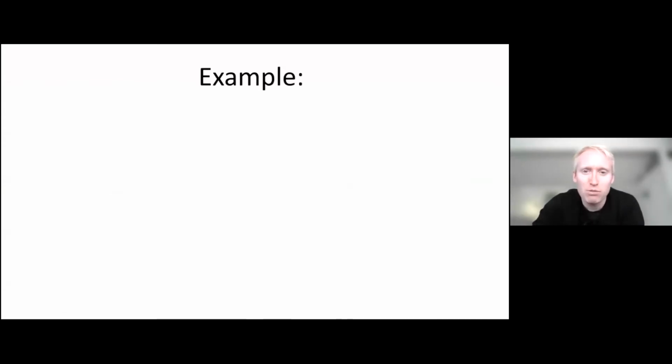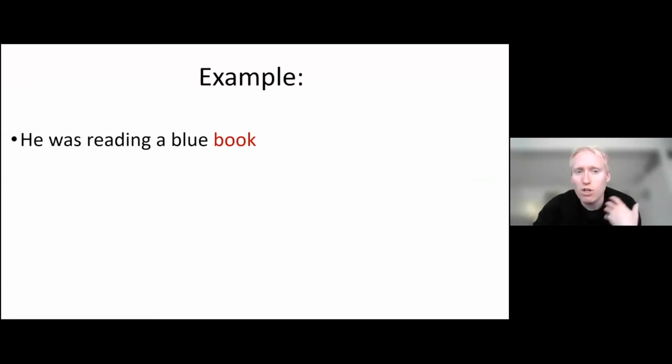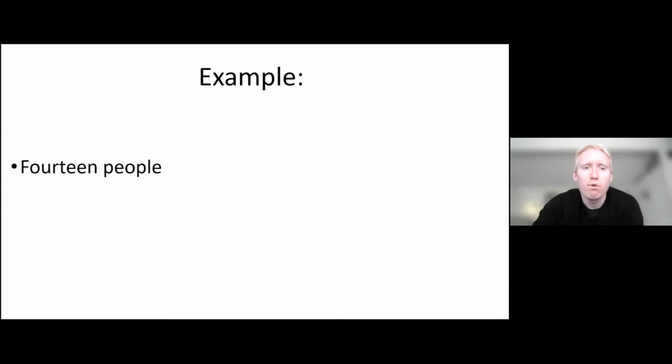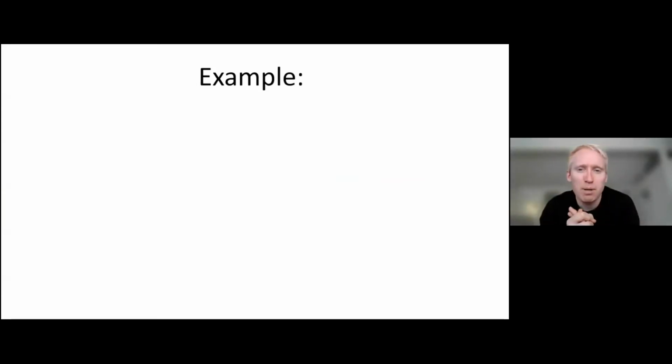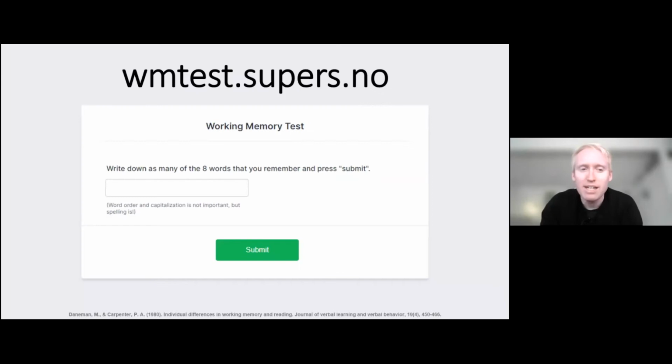So I will, for example, read that he was reading a blue book. Then you are trying to keep book in working memory. Then I read another sentence. 14 people were inside the supermarket. Now you have book and supermarket that you're holding in your working memory. And I'll continue reading several more sentences, and it's always the last word that you are to keep in working memory. When we are done with all of this, please input all the words that you were able to keep in your working memory in this form.